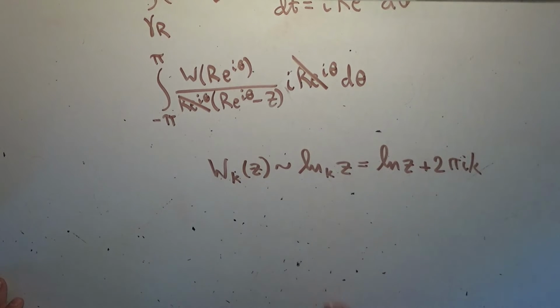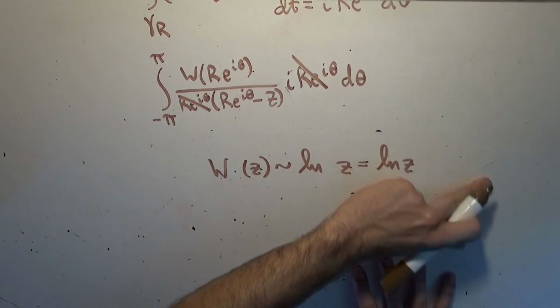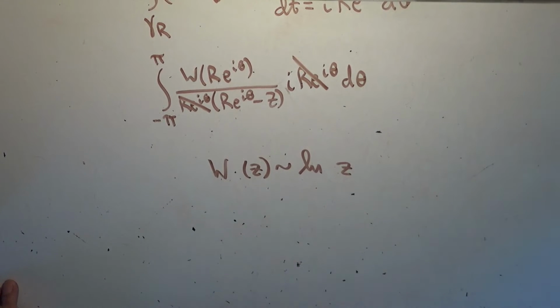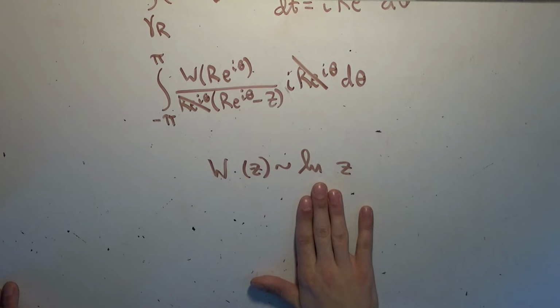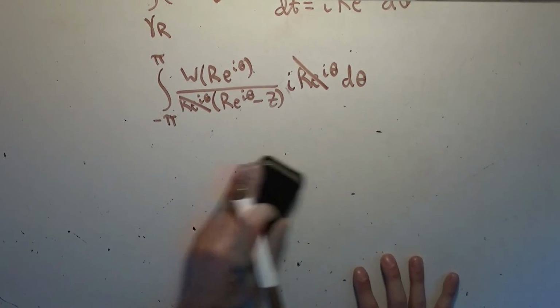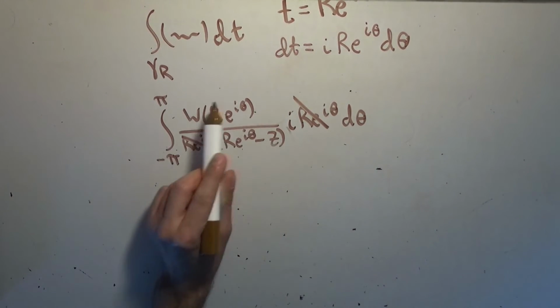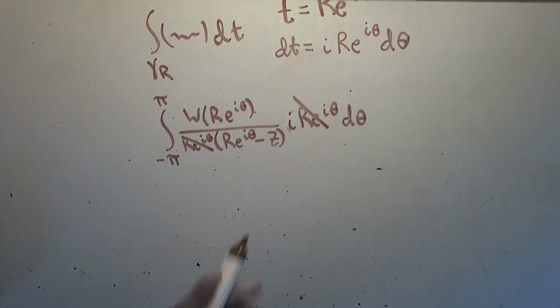This is the principal branch of the logarithm. Because we're on the principal branch, we can just say k equals 0, and so we don't need any of that. Essentially, what I'm saying is the Lambert W function is asymptotic to the natural logarithm, which means as r goes to infinity, the top of this fraction is going to look a lot like the logarithm of capital R, whereas the bottom of this fraction is going to just look like r.